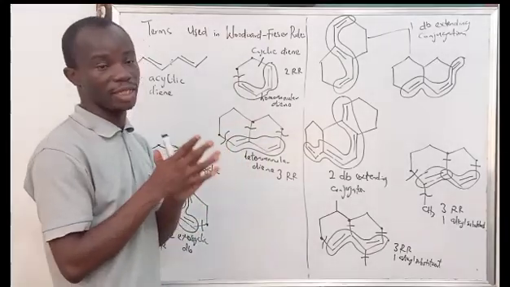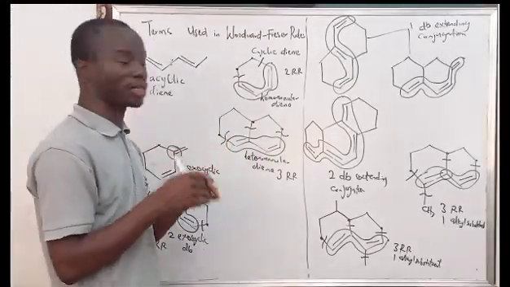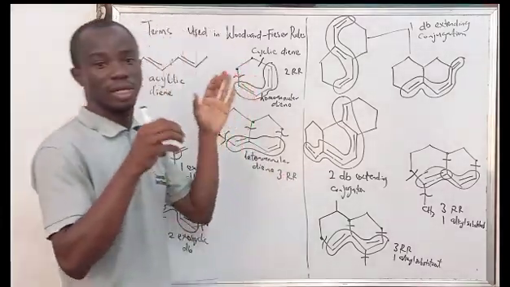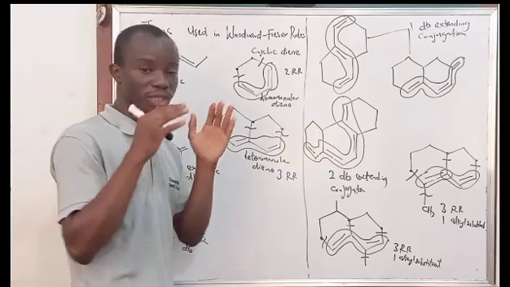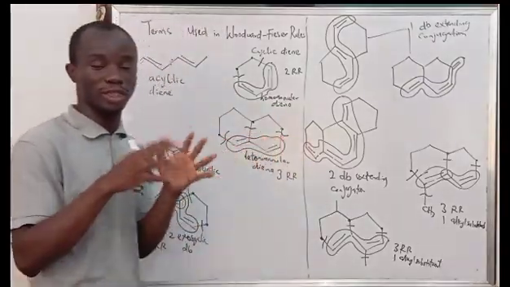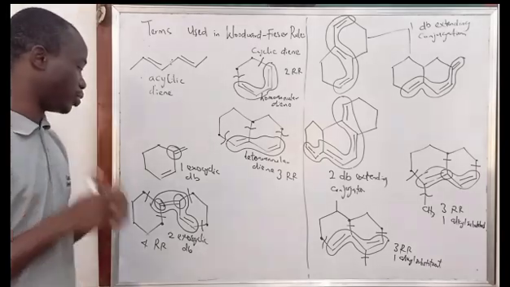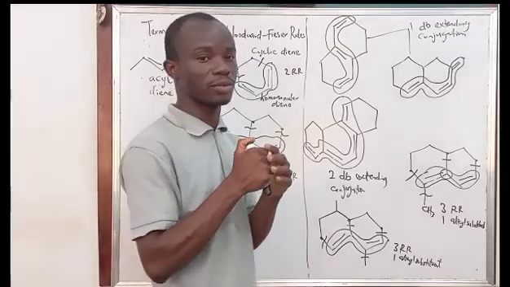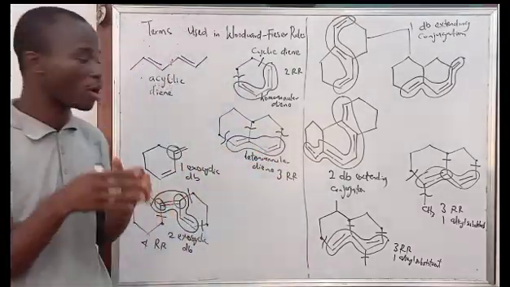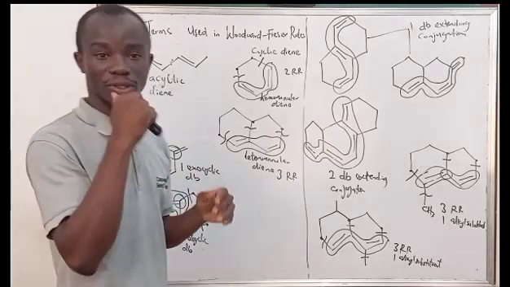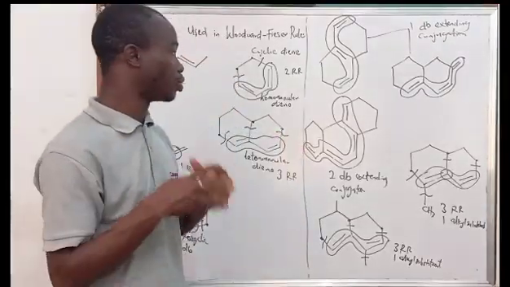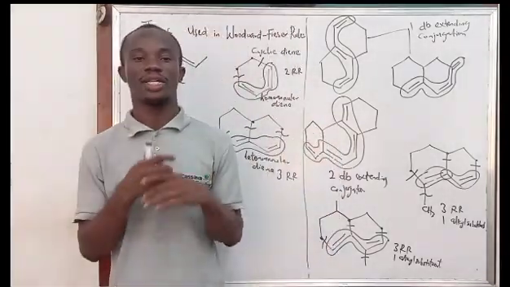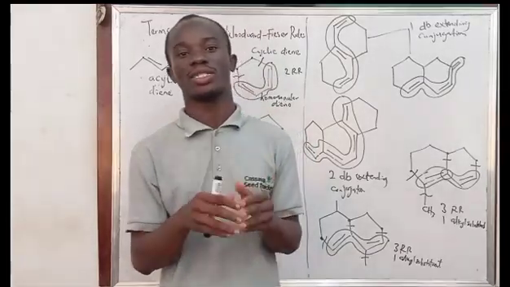We also have cyclic diene, which can either be homoannular or heteroannular. That is when you have two conjugated double bonds within a ring system, which can either be within the same ring or in 2 different rings. We've also talked about exocyclic double bonds, which are double bonds that are directly attached to a ring. When you have a double bond that is directly attached to a ring system, then you call it an exocyclic double bond.